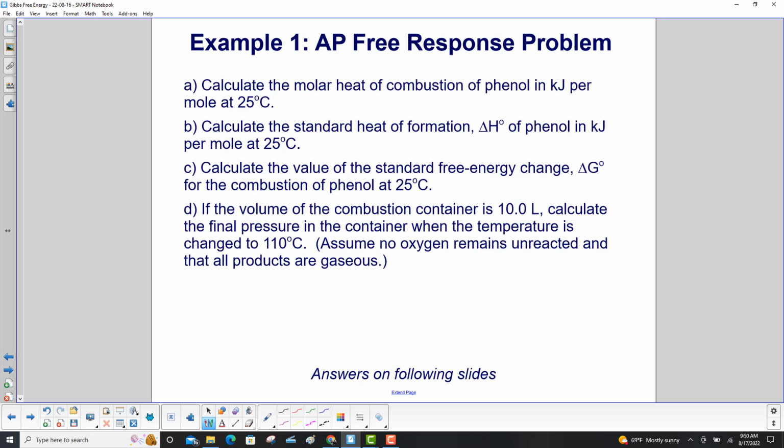B. Calculate the standard heat of formation of phenol. C. Calculate the value of the standard free energy change for the combustion of phenol. And finally, if the volume of the combustion chamber is 10 liters, calculate the final pressure in the container when the temperature is changed to 110 degrees Celsius. Assume no oxygen remains unreacted and that all products are gaseous.